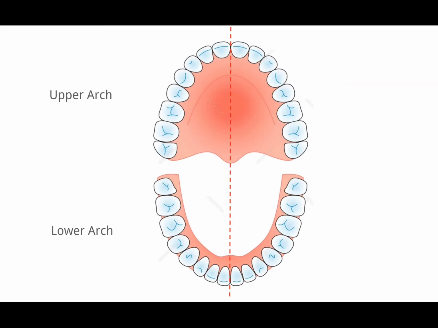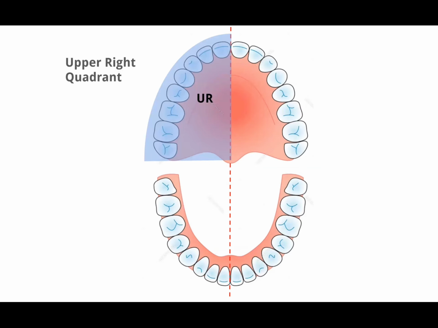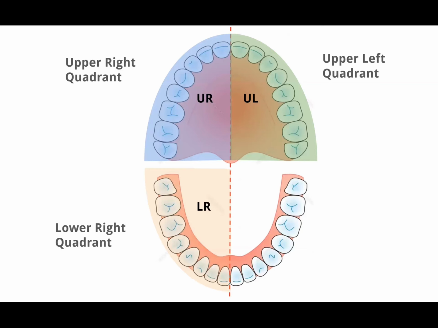and we have this imaginary line that crosses the middle, and that's called the midline. This midline divides the mouth into right and left, and that would be the patient's right, not the operator's right. It also divides the mouth into four sections that we call quadrants. So we have the upper right quadrant, the upper left quadrant, the lower right quadrant, and the lower left quadrant, and those are the four quadrants of the mouth.